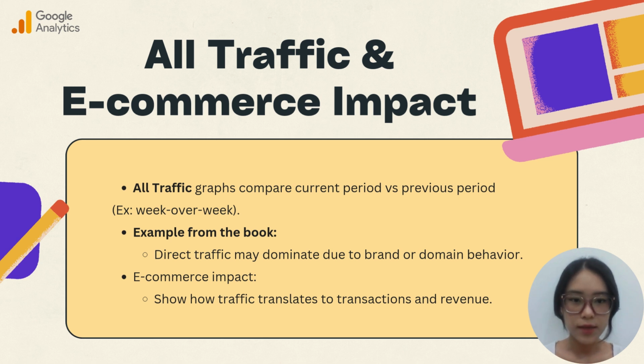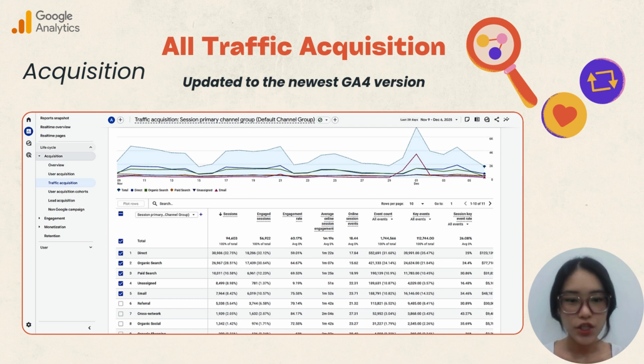All traffic graphs compare the current period with the previous period, for example, week over week. The textbook example notes that direct traffic may dominate due to brand recognition or domain behavior. With e-commerce enabled, these reports show how traffic translates into transactions and revenue. This GA4 report shows traffic acquisition by session default channel group. It combines acquisition data with engagement and conversion metrics for each channel.